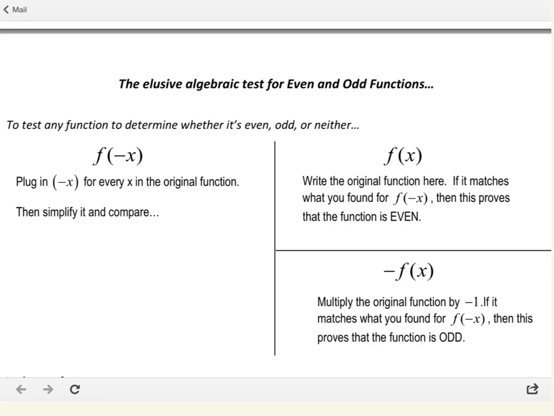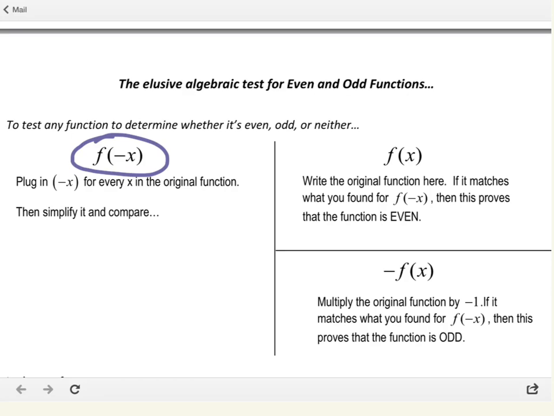I devised this little graphic organizer to help you out. To test any function to see whether it's even, odd, or neither, what you're going to do first is take your original function and substitute in a negative x everywhere you see an x in that function.